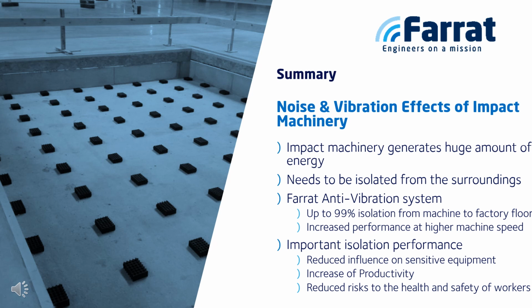A typical way to isolate this type of machine is to insert an anti-vibration system below, made of an inertia block supported by isolators. The measurements performed on different presses have highlighted the very important isolation performance that Farrat anti-vibration systems can provide to the industry, with an overall vibration reduction of 99% from the machine to the floors. The results also show these performances were even improved with the increased machine speeds, which has now become crucial considering the very high cadences and production rate required by the industry.